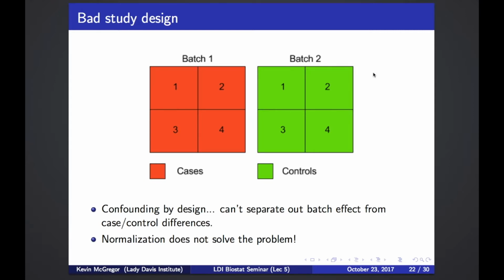Even if you do normalization, this isn't going to solve the problem, because normalization is going to try to get the distributions of methylation of these two plates to be equal. But by doing that, you could be erasing the true biological signal that exists between the cases and the controls. So normalization doesn't do anything to solve this problem.